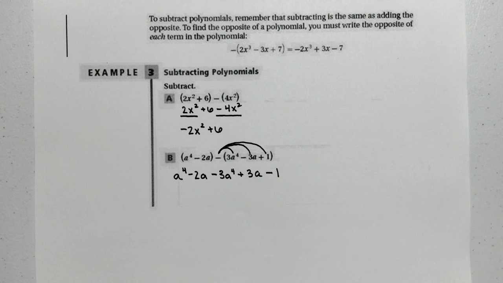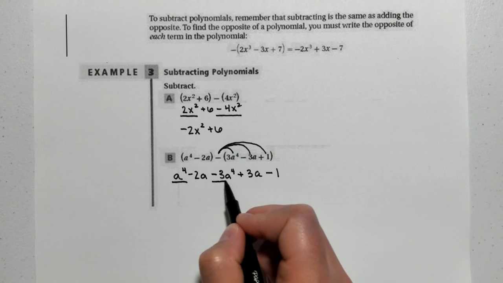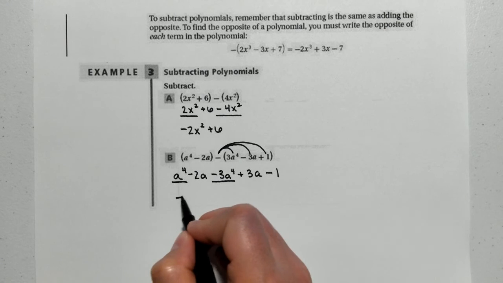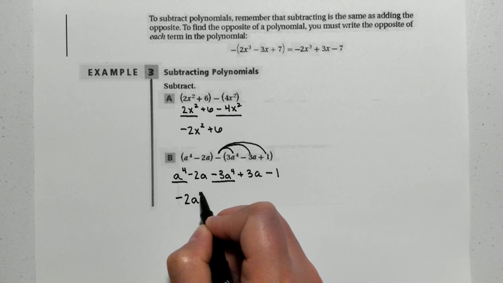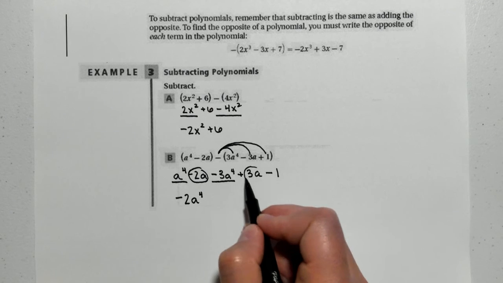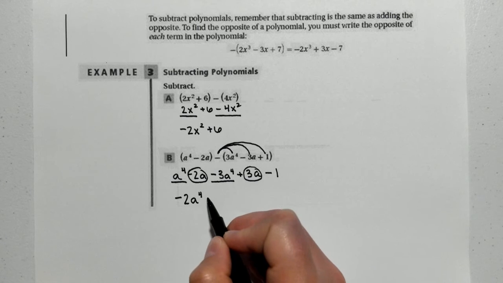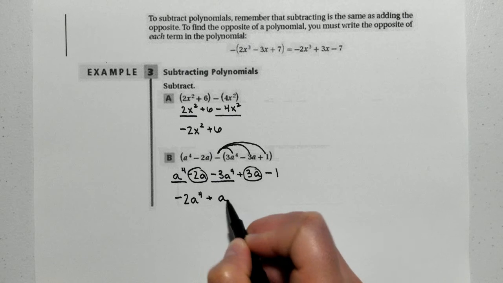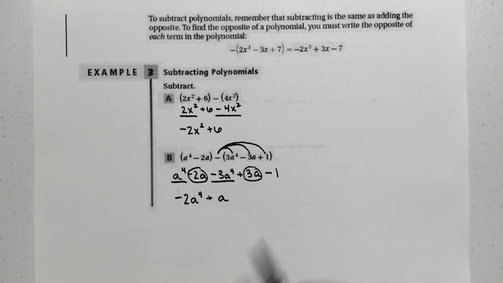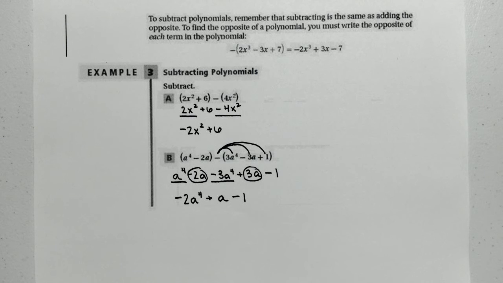Now I can go ahead and combine my like terms. So I have 1a to the fourth minus 3a to the fourth, so that's going to become negative 2a to the fourth. Minus 2a plus 3a, negative 2 plus 3 gives me a positive 1, so plus 1a, or plus a. And then I still have this minus 1. So negative 2a to the fourth plus a minus 1.